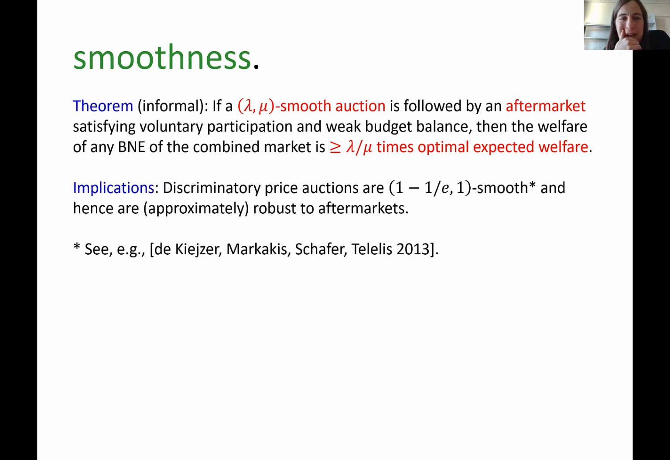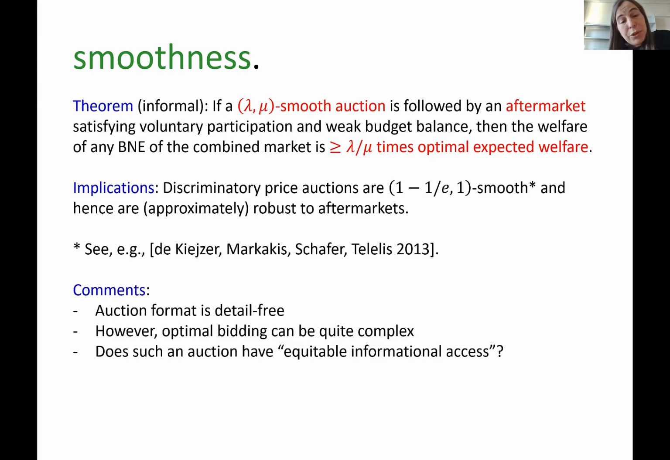Okay, so we know that if an auction is smooth, then even when it's followed by an aftermarket, its welfare guarantees will persist. And there's many smooth auctions. One example here would be discriminatory price auctions that I mentioned up front. And so you could say, well, the EU ETS could just run discriminatory price auctions, and they'll guarantee high welfare, even if there's unknown aftermarkets where people trade stuff and there's no guarantees on what that aftermarket looks like.